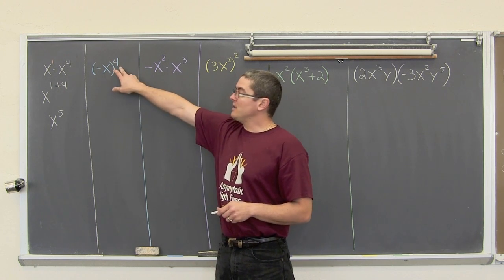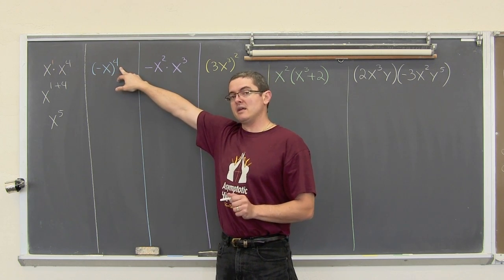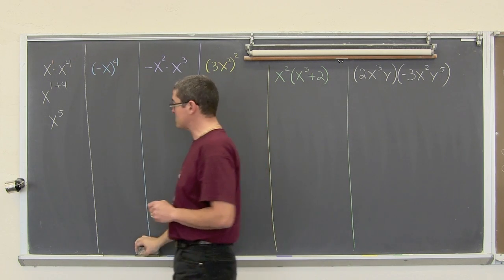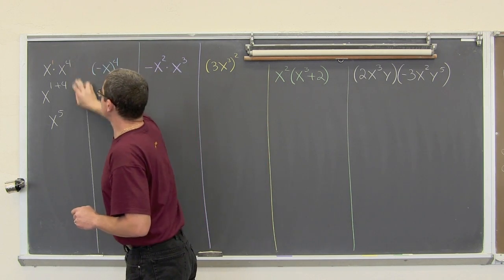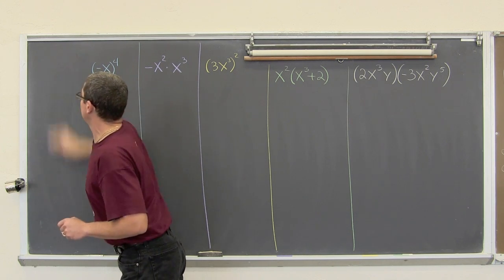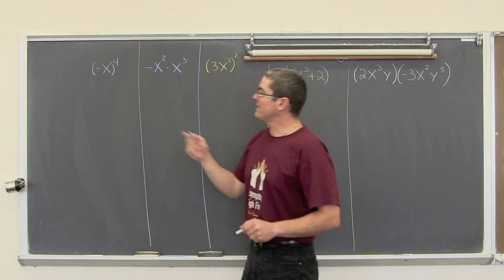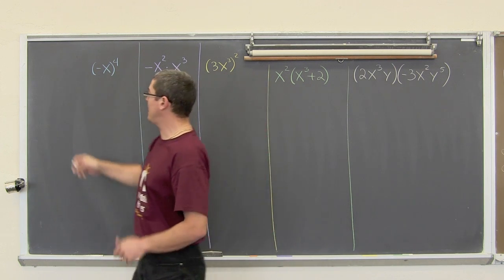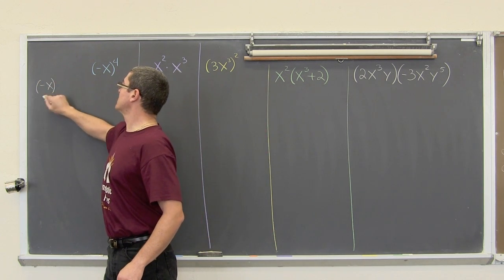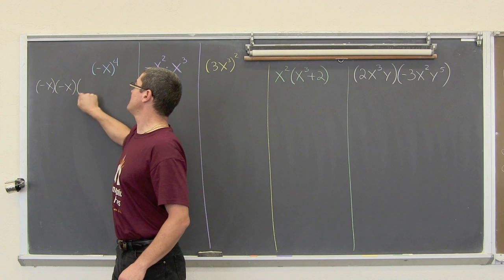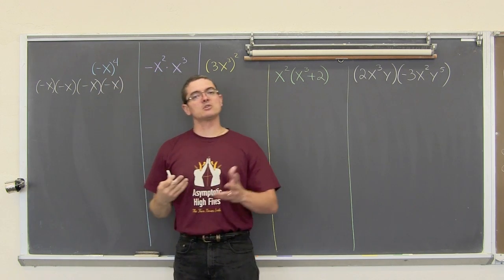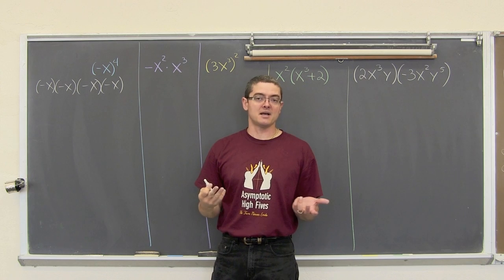When this exponent is even, you can get some sign errors when you have negative numbers inside those parentheses. So let me show you what I'm talking about. We have negative x to the 4th power. Now that means with the power of 4 that we have negative x times negative x times negative x times negative x. And you know when you multiply two negative numbers together you get a positive answer.